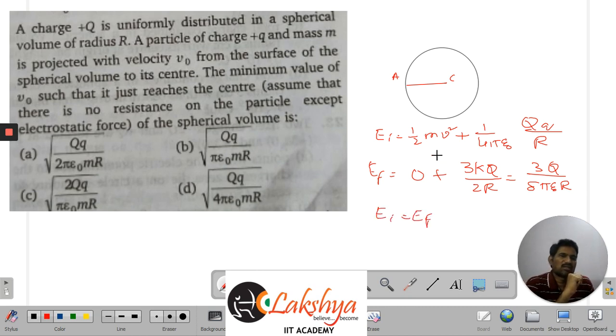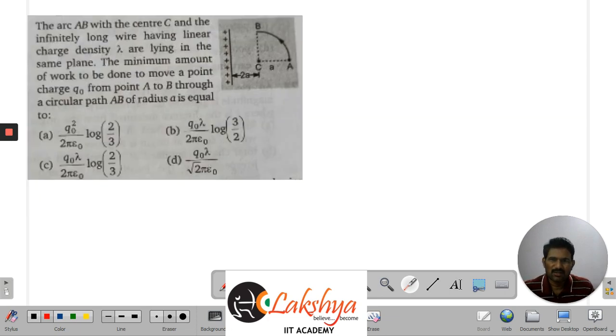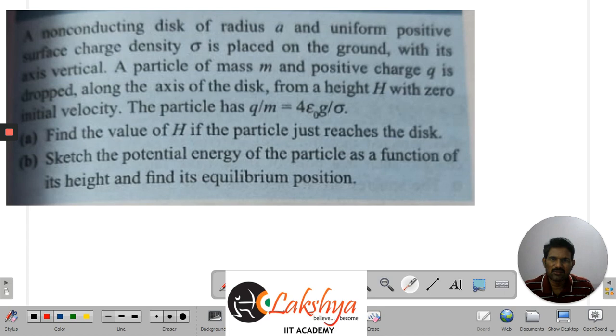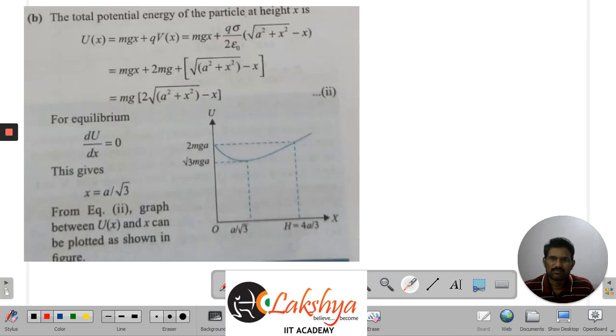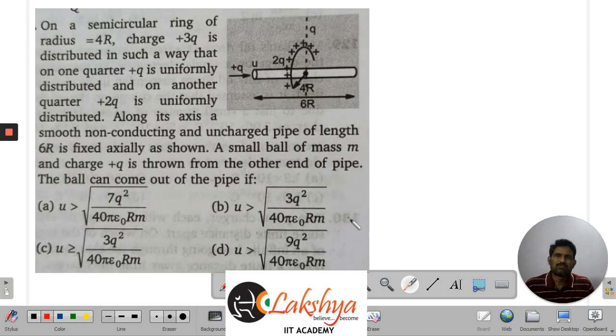Then you can find the v value here. This velocity expression you can calculate by substituting these terms and simplifying. You will get the minimum velocity required. So next let us see another problem based on this. Let us see another problem similar to this.